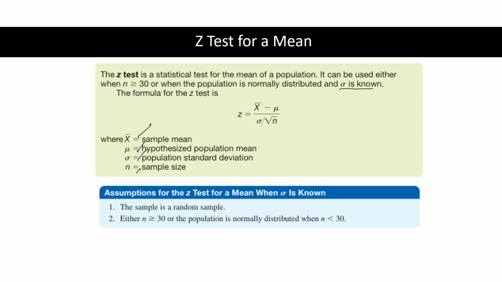So the assumptions for the z-test for the mean when the standard deviation, sigma, is known: the sample is a random sample, and either n is greater than or equal to 30, or the population is normally distributed when n is less than 30. So take note, either of those conditions.